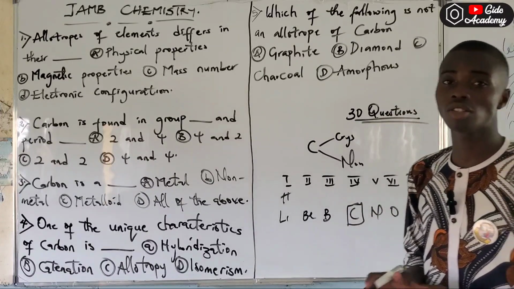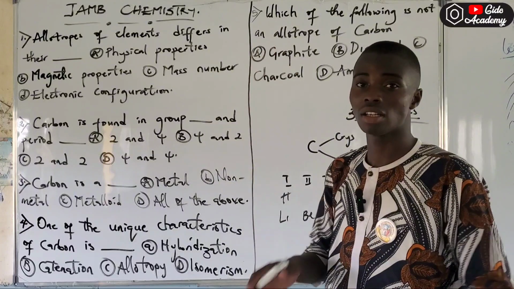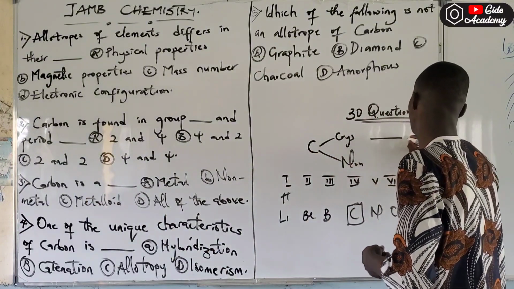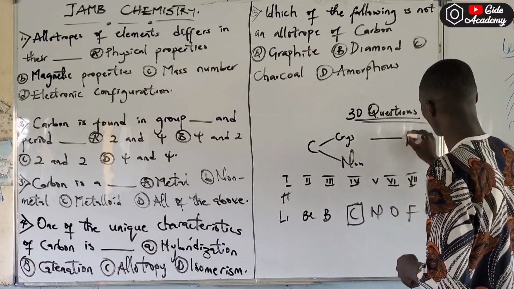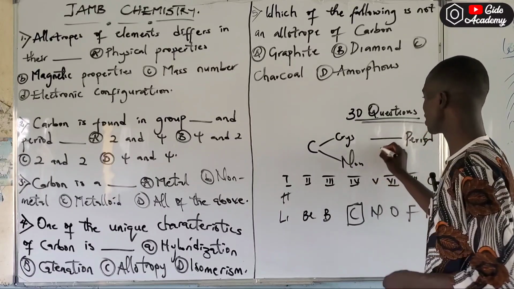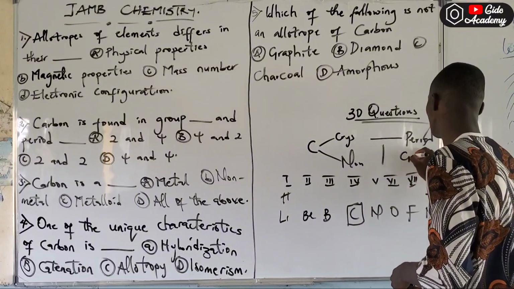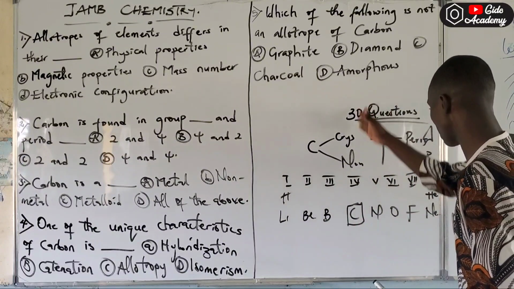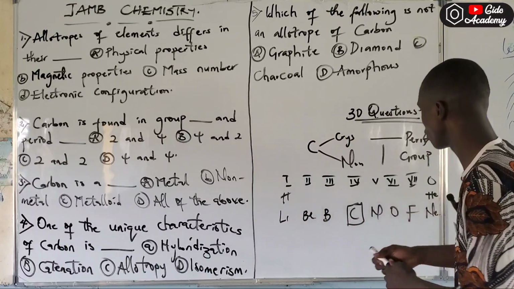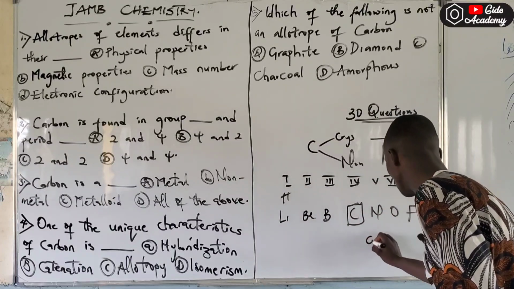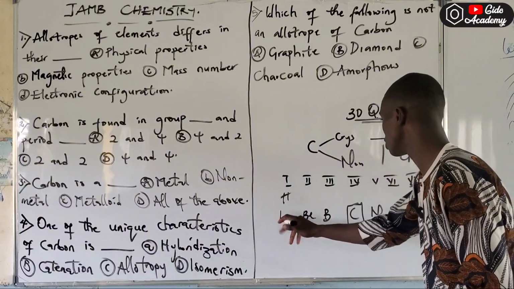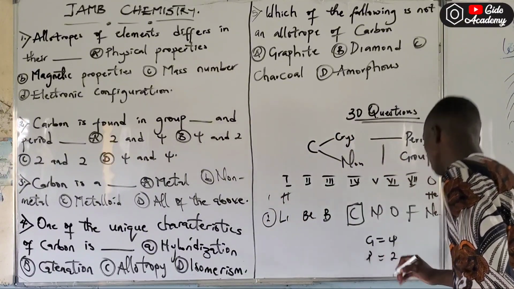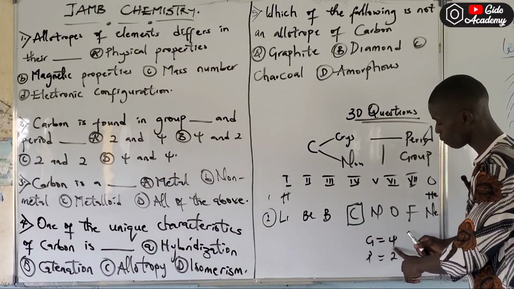Please take note, the horizontal arrangement of elements is called a period, and the vertical arrangement of elements is called a group. If you look at this closely, this is vertical, this is horizontal. For the vertical, which is the group, it is equal to 4, while for the horizontal, this is period 1, this is period 2. So the period is equal to 2. That means carbon belongs to group 4 and period 2.